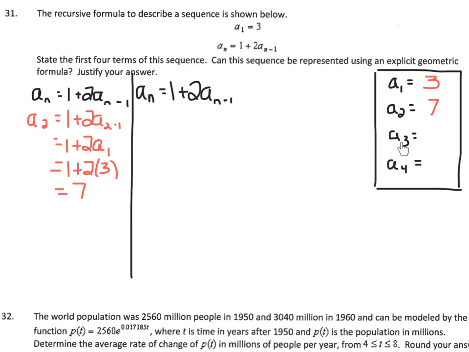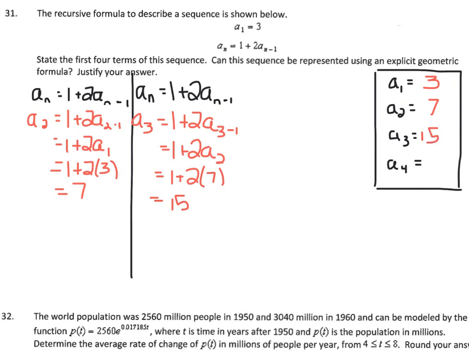Let's do the same thing to find a sub 3. If we want to find a sub 3, we're replacing this n with a 3. Wherever we see an n, we replace it with a 3. So this will say 1 plus 2 times a sub 3 minus 1. Since 3 minus 1 is 2, really what we're doing is finding 1 plus 2 times a sub 2. A sub 2 we found was equal to 7, so I'm going to replace this a sub 2 with a 7. And then 1 plus 2 times 7 is 15.